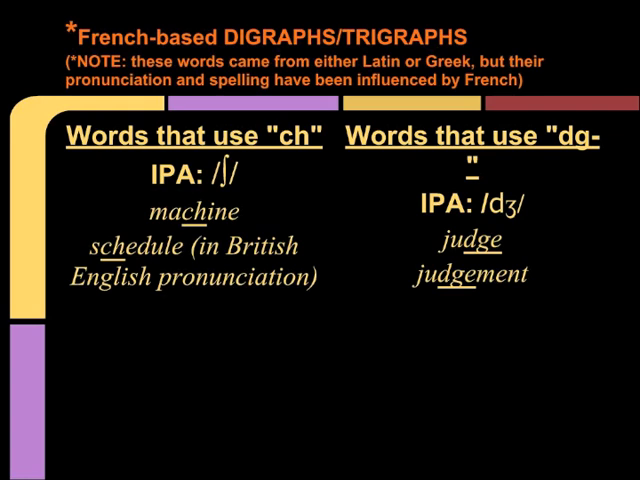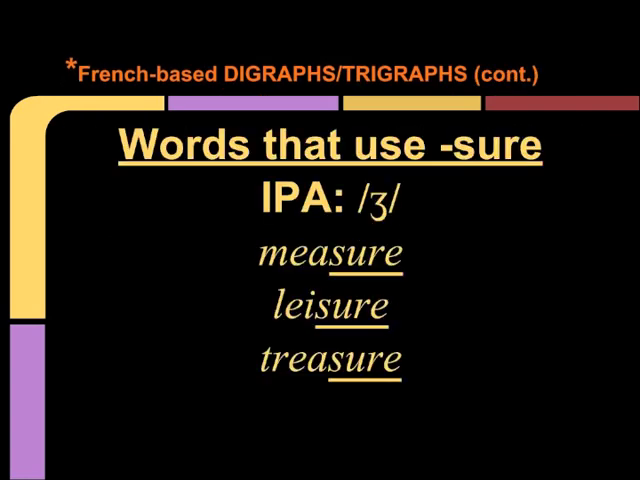Words that use DG or DGE, IPA, j. Judge, judgment. Words that use jour, IPA, j. Measure, leisure, treasure.